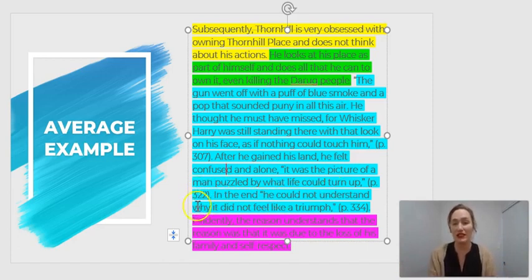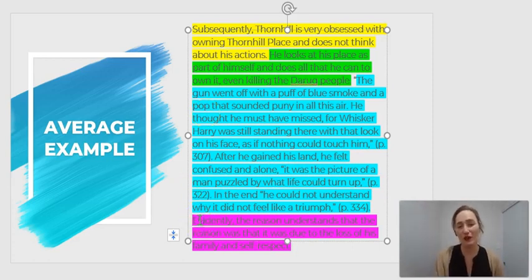In the end, he could not understand why it did not feel like a triumph. So again, no context. I don't know where it is in the play, I don't know what he's doing, and I don't know what doesn't feel like a triumph. And there's no analysis of how it makes the reader think about Thornhill. But it is a reasonable average attempt at analysing, and unfortunately it just doesn't link very well about how he doesn't think of his actions, because the focus was meant to be on the Darug people, and now it's all about how he felt afterwards. So it is a bit confusing. Good job, Mrs. Stret, on making a very average paragraph.